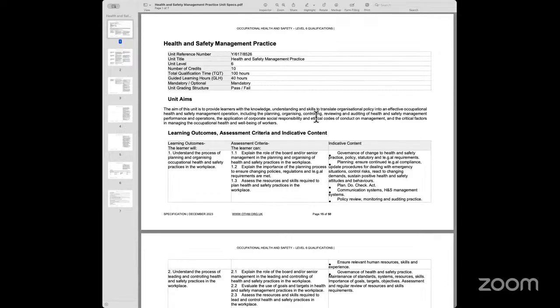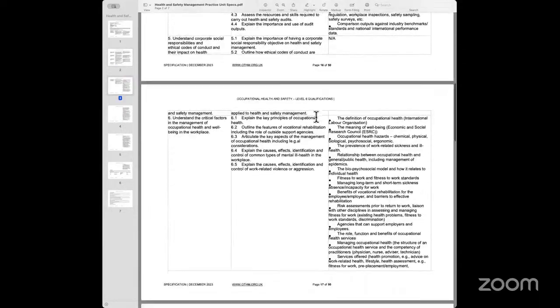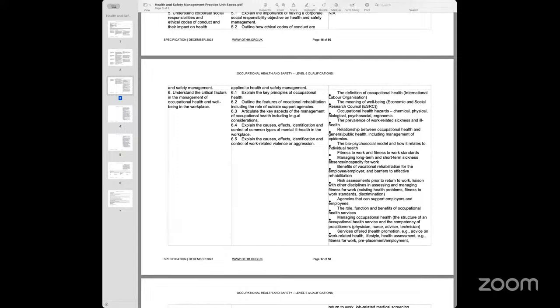Hi, good morning, and welcome back to the next session wherein we're going to be looking at covering Learning Outcome 6 on this particular unit, which is Health and Safety Management Principles and Policy.